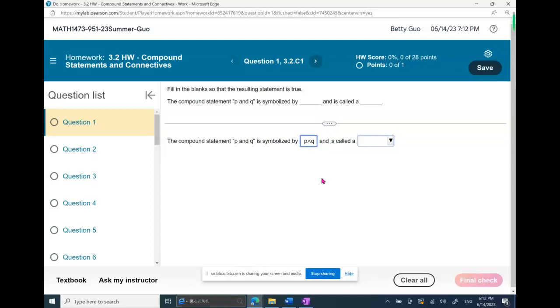Is that clear? If you have not started chapter 3, that means you are behind. So today, based on the syllabus, we should cover 3.3 and 3.4. So we use a lowercase letter P or Q or R to represent statements, simple statements.